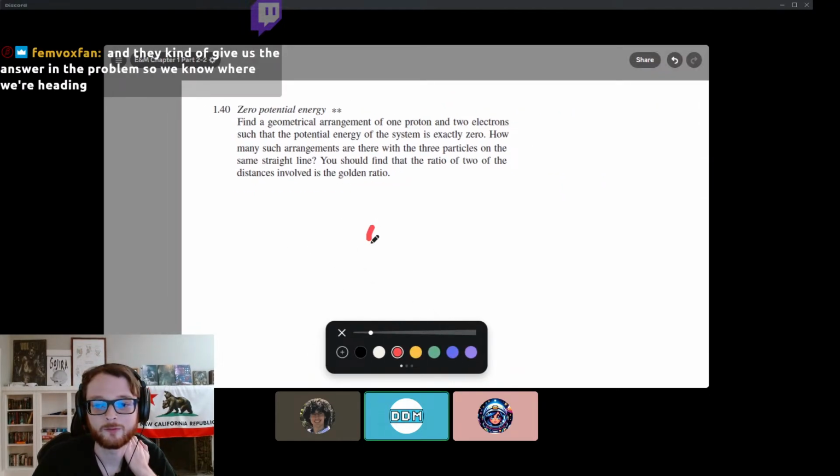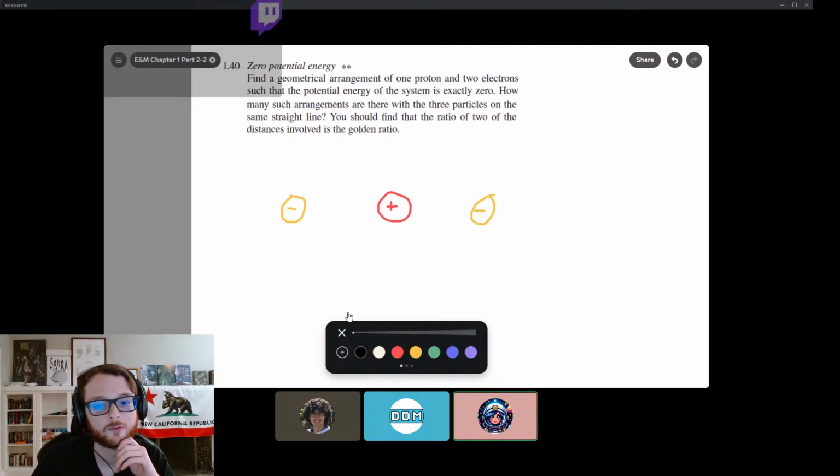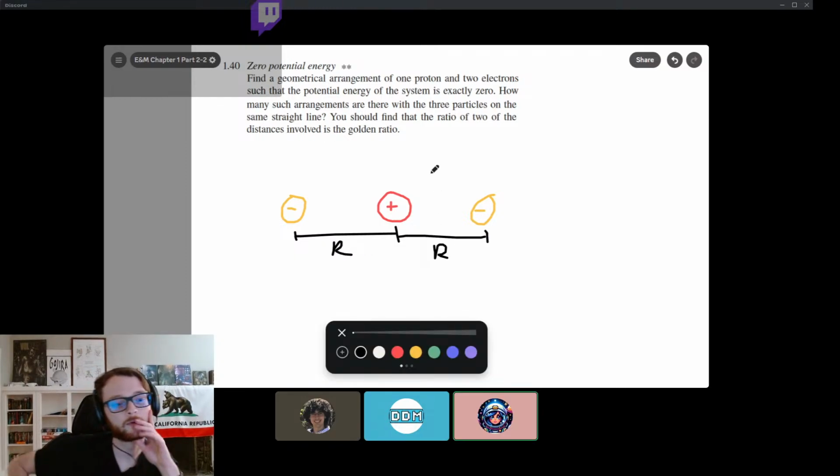So what comes to mind first is the positive in the middle, or I guess proton in the middle, electrons equidistant on either side. Is that 0? I think it can be with appropriate distance between all of the things. And I think it would be symmetric in this case. Because you have the attractive force of the proton and the repulsive force of the electron on the other electron. So it should even out at some point.